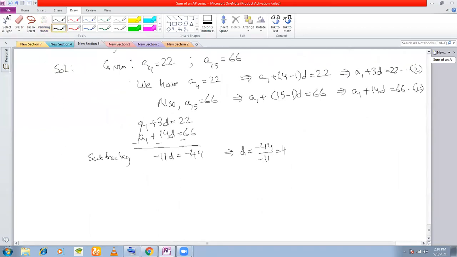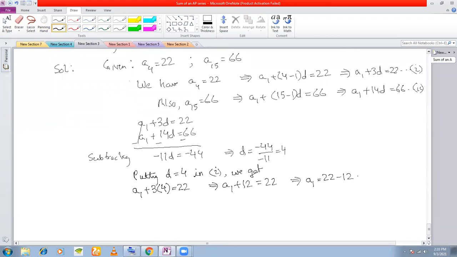Okay, once you get D, now we can find out A1. You can put it in the first equation to find out A1. Putting D is equal to 4 in 1, we get A1 plus 3 into D, which is 4, is equal to 22. So you get A1 plus 12 is equal to 22. That means you get A1 is equal to 22 minus 12, which is equal to 10. So you've got the first term and the common difference of the AP.